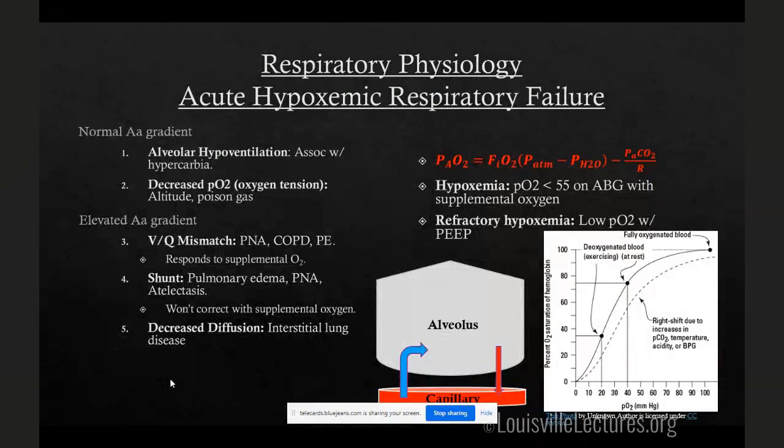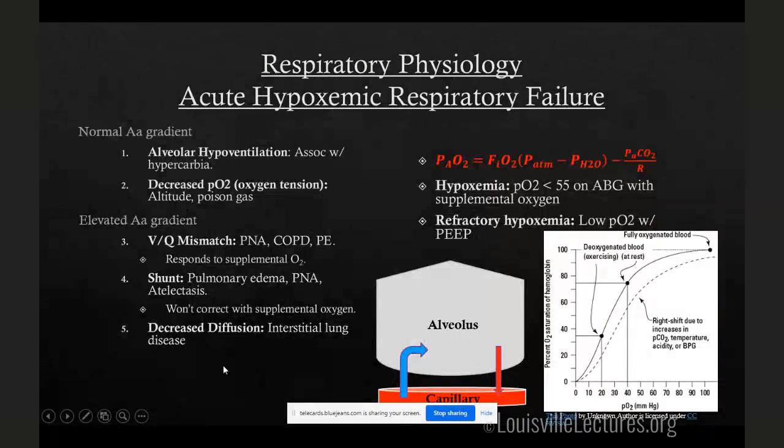Now, if you have a pure shunt, that means that your alveoli are all filled up and cannot transmit oxygen into the capillary system. And so oxygen will not correct this. It's very rare to have a pure shunt because effectively that patient is not resuscitatable. And then finally, an even more rare cause is decreased diffusion. And so this is scarring along the interstitium, the black line here. That increase in thickness and scar tissue does not allow for oxygen to transport from the alveolus into the capillary.